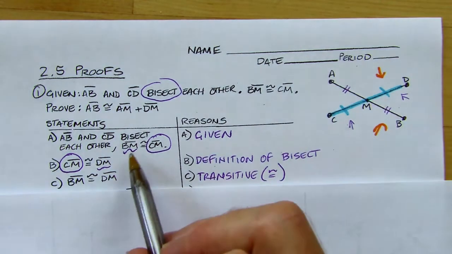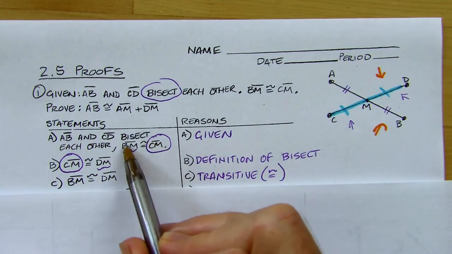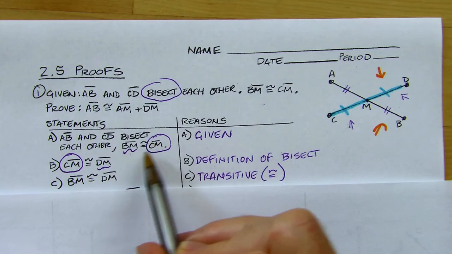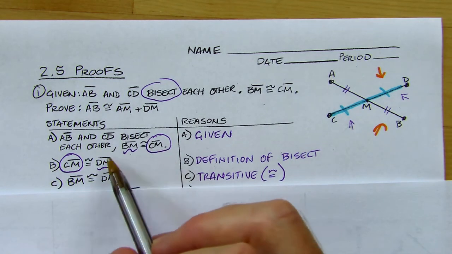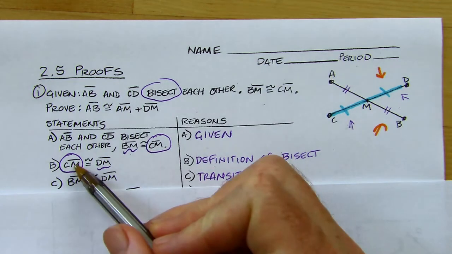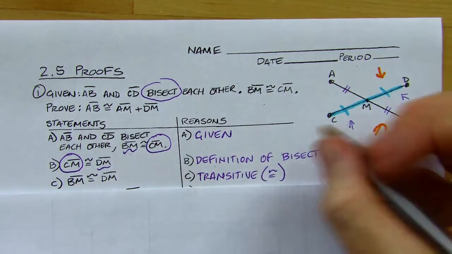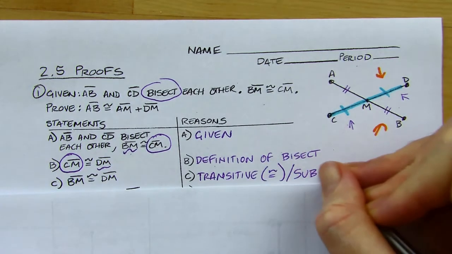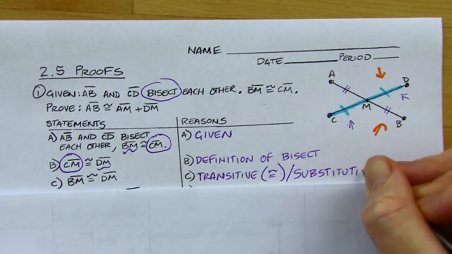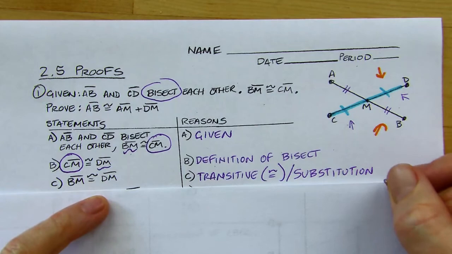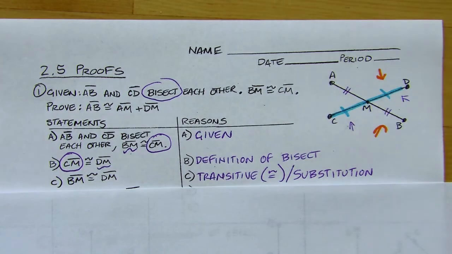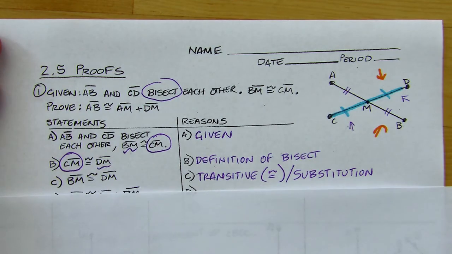You could also use substitution because since these are congruent, that means you can sub them in for one another. So where the CM is, you can sub in BM, and there you go. So substitution will also work. Okay, and it's the substitution. I usually don't put equality or congruency for substitution because sometimes you go from an equation into a congruent statement.